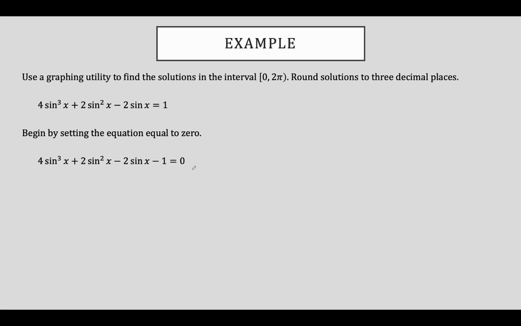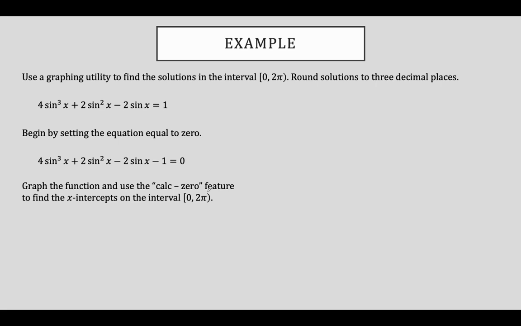So what we want to do now is graph the function and use the calc zero feature of your TI-84 to find the x-intercepts on the interval 0 to 2 pi. Now, when you go to plug this into your calculator, it's going to look a little bit different than the equation that we have here.